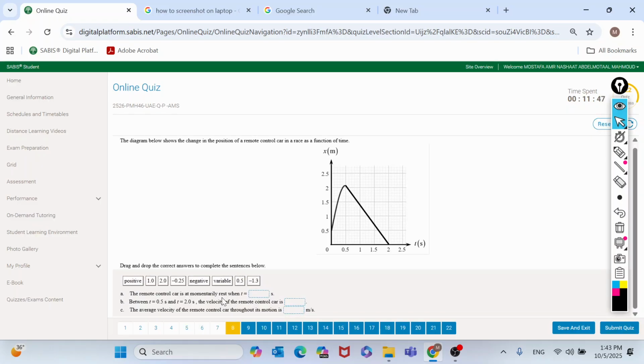The remote control car is momentarily at rest when t equals 5 seconds. It's going to speed up, stop momentarily, and then go in the opposite direction. It doesn't speed up anymore. It just goes in the positive direction, stops, and goes down. It's momentarily at rest at 0.5 seconds.